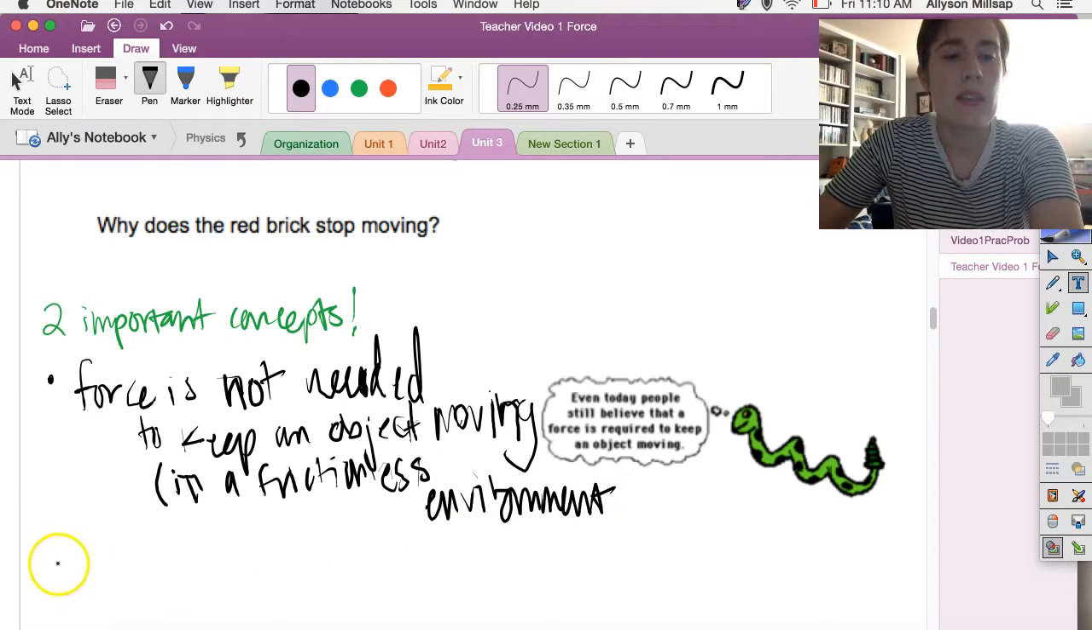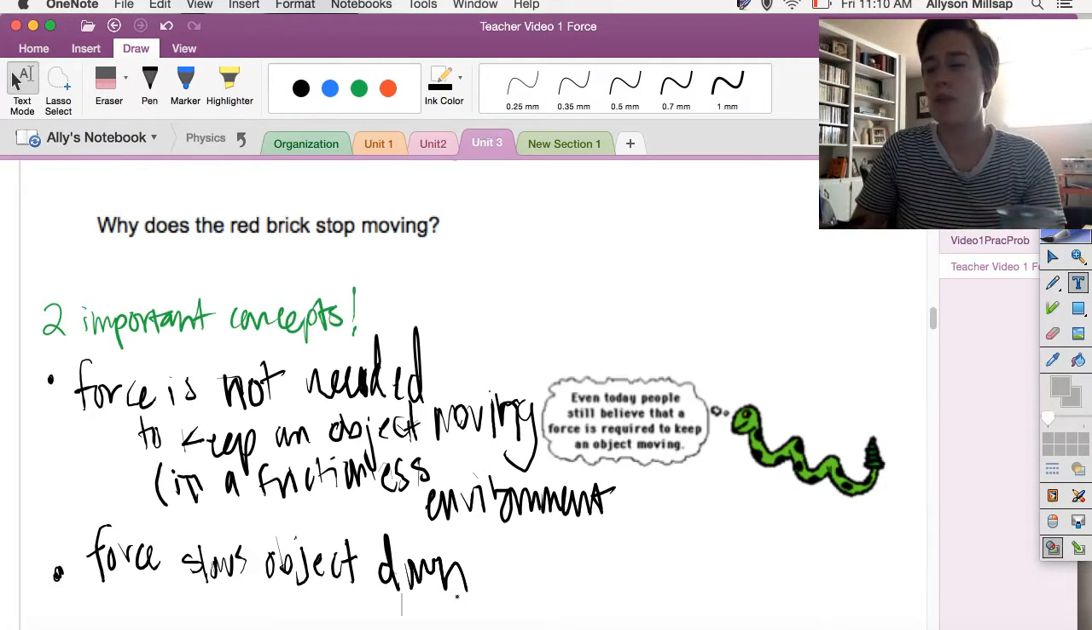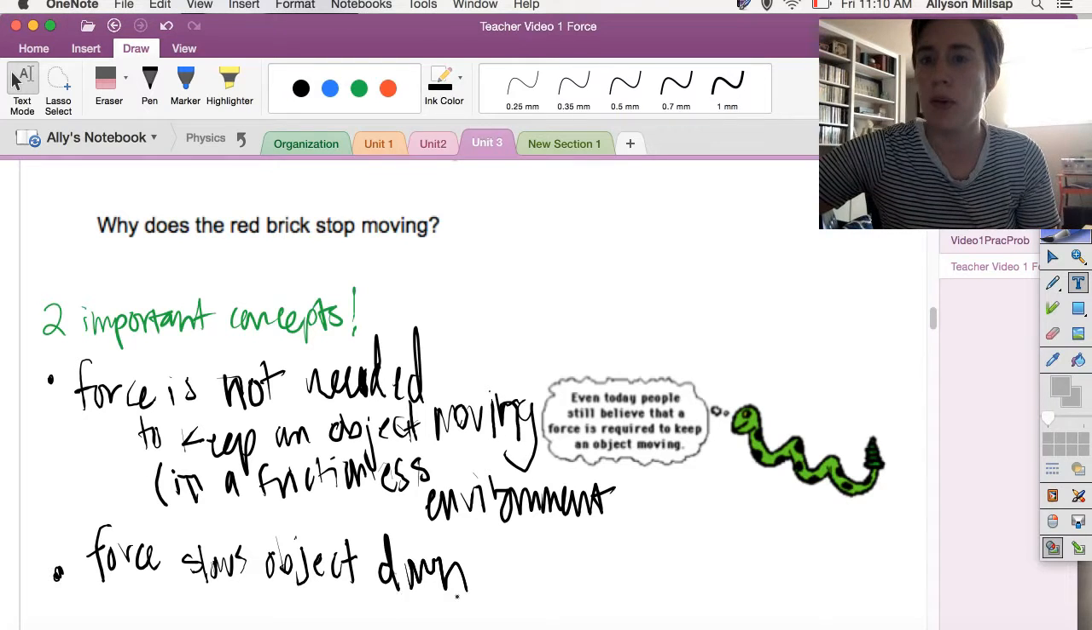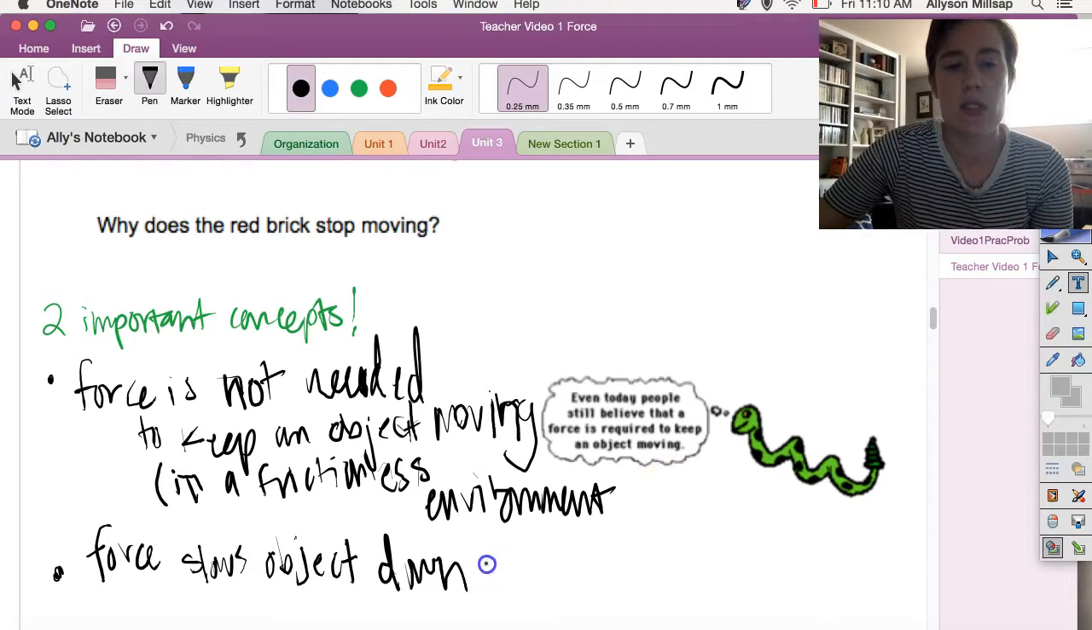Okay. The second important concept is that force is needed to slow an object down. So, for example, if I have an object and I'm pushing it across my table, a force is needed to slow the object down, and that force is friction.